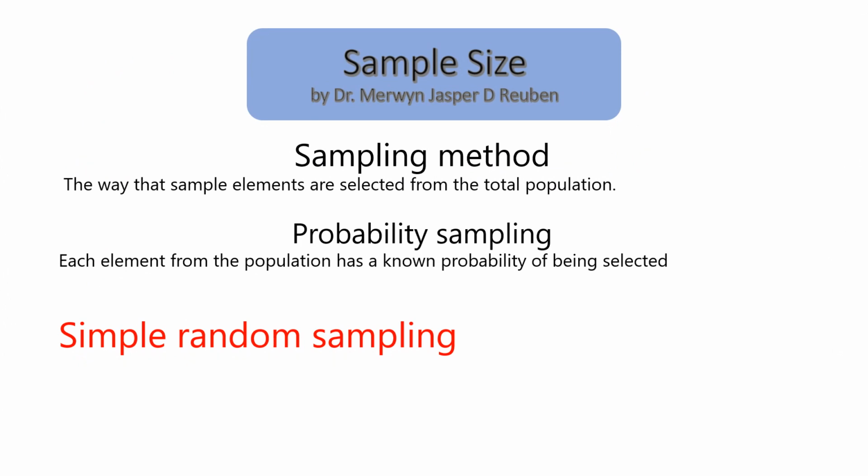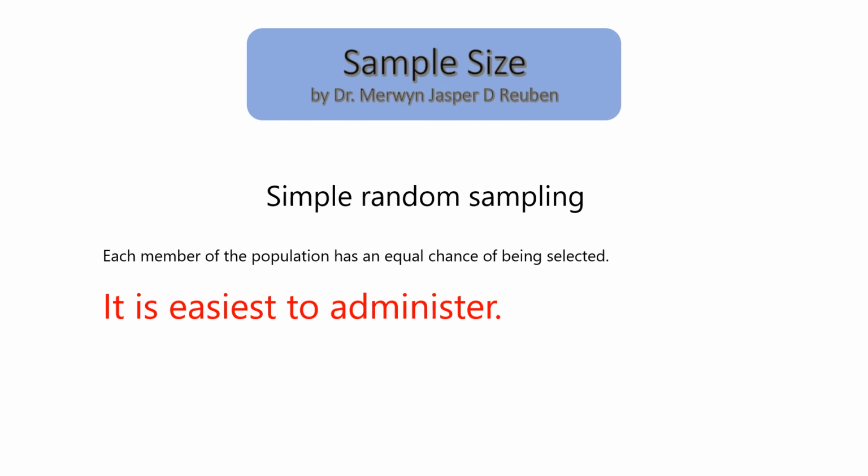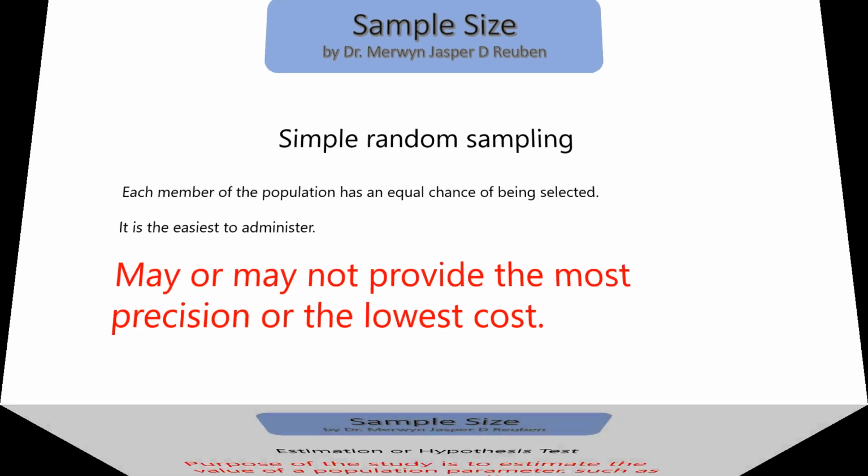Simple random sampling. Every sample member has an equal probability of being selected. Advantages are it is easy to carry out. Higher precision and lower cost may be achieved.